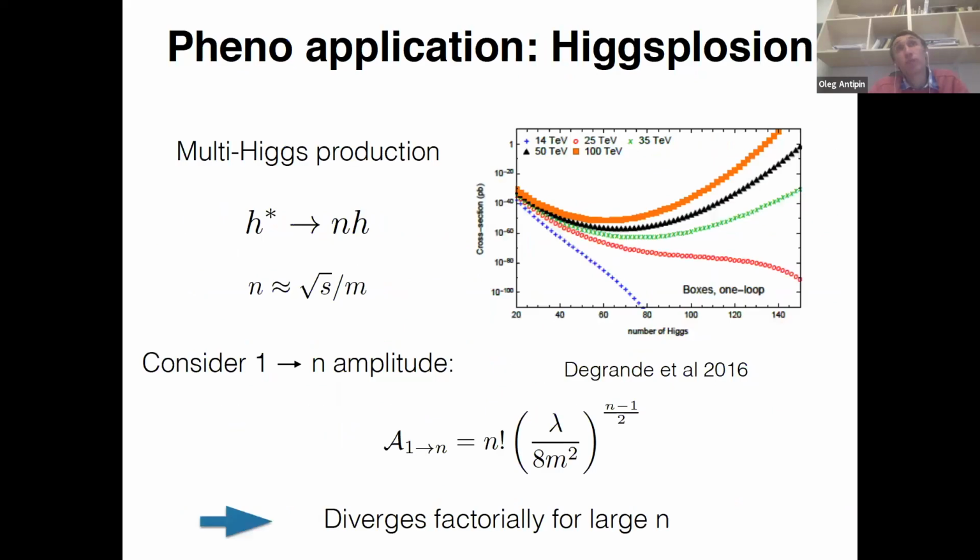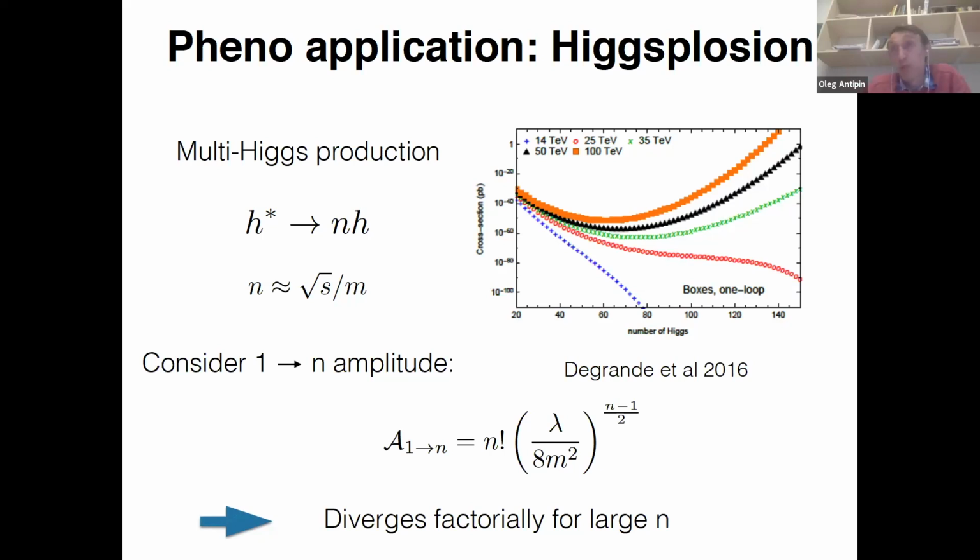Okay, so this was the end point of that research, the computation with the hypercharge operators in the standard model. And of course, I know that Dima is interested in the Higgs explosion and multi-particle production. This was probably the main motivation to talk about my work today.